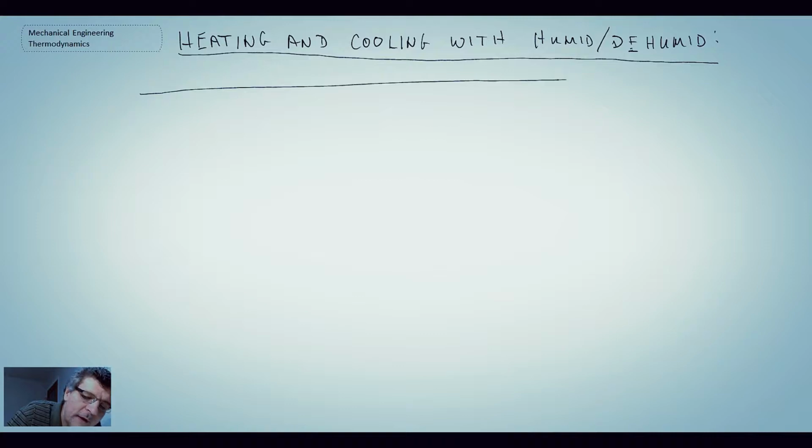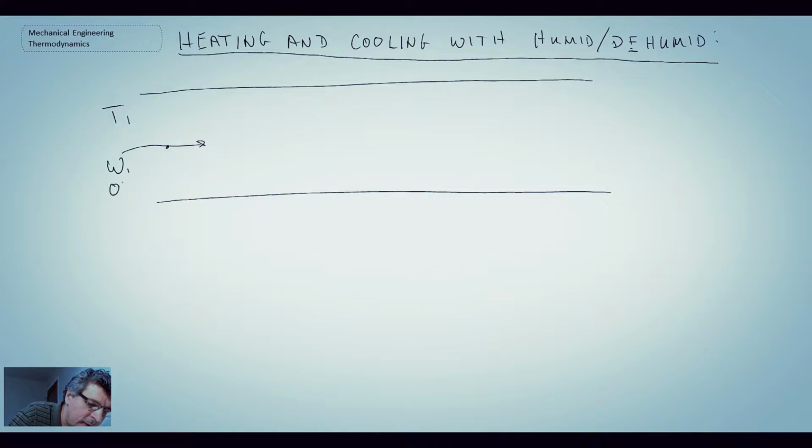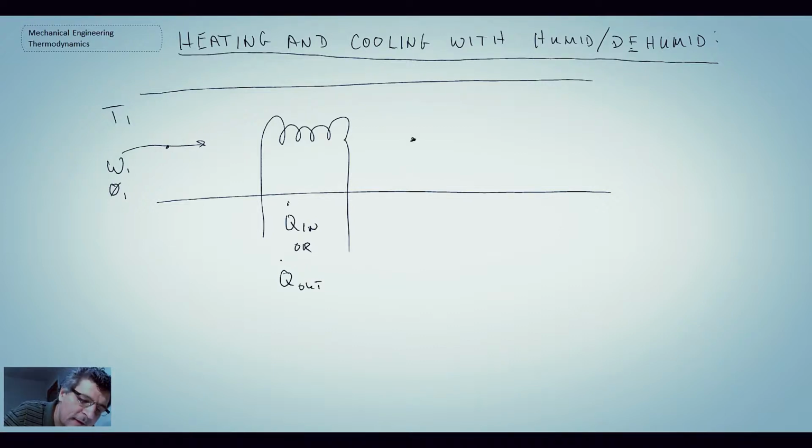So we have our standard air conditioning duct, inlet state 1, air is coming in at temperature 1, specific humidity 1, relative humidity 1. And then we have our heating or cooling coil. And so this could be Q dot in or Q dot out. And that takes us to an intermediate state, state 2.